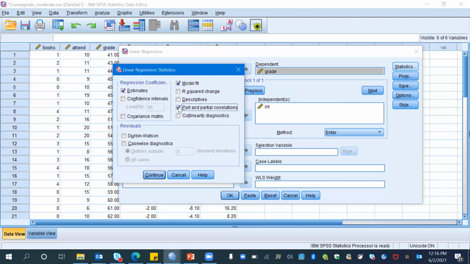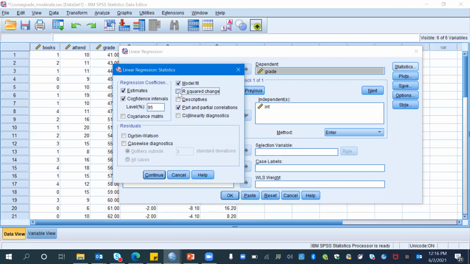I'm going to request part and partial correlations, again, just so I can get that measure of effect size of my R-square. Confidence intervals are always nice to get, especially with more and more journals requesting them. The R-square change, I don't do a lot with it. I know some fields really like R-square change, so they can see exactly how much more variance is being predicted by the interaction.